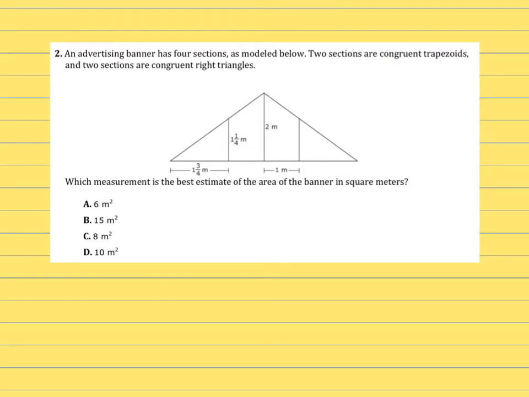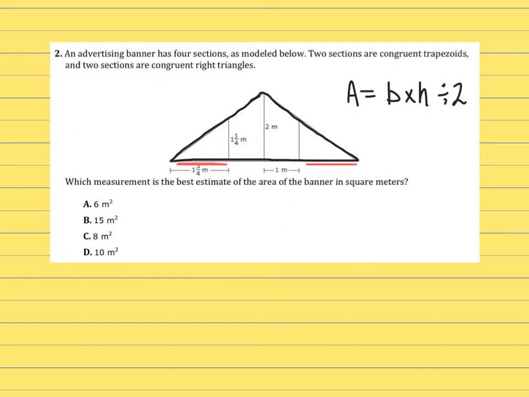So I am just going to take this as one big giant triangle because I know how to find the area of a triangle real easy. And for area of a triangle, you just need to know the base and the height, and then we'll divide it by 2. Now the base is 1 3/4, and this would be 1 3/4. And then these 2 small sections would be 1 each.